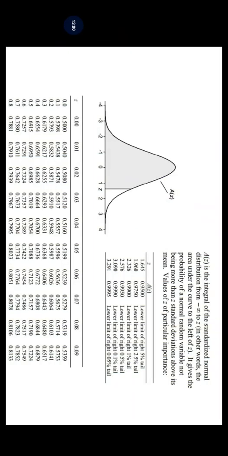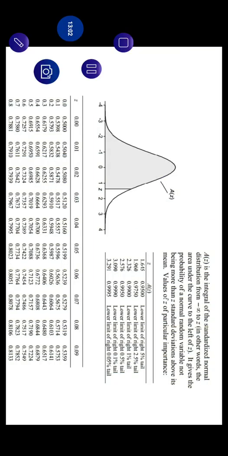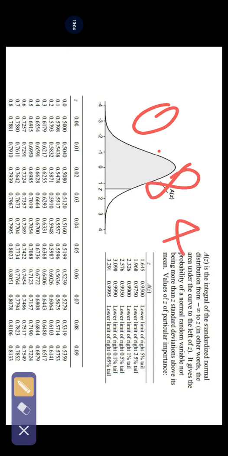Now let's see the value for 0.84. The 0.8 here, it is there, 0.4 it is here. So the value for 0.84 will be 0.7995.